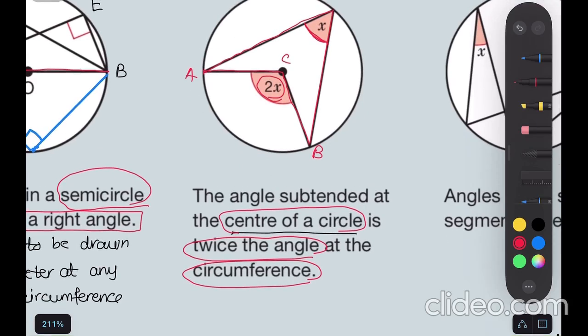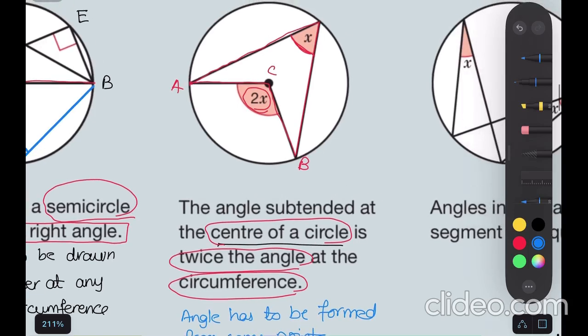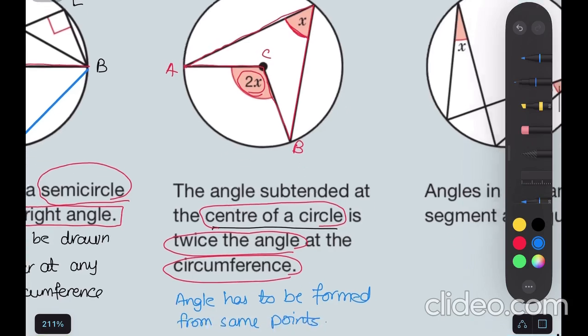But the main point which you need to memorize is that the angle has to be formed from the same points. From the same points, the angle has been formed at the center, and from the same points A and B, the angle has been formed at the circumference. So the relation between the angles would be twice if they are formed from the same points, right?